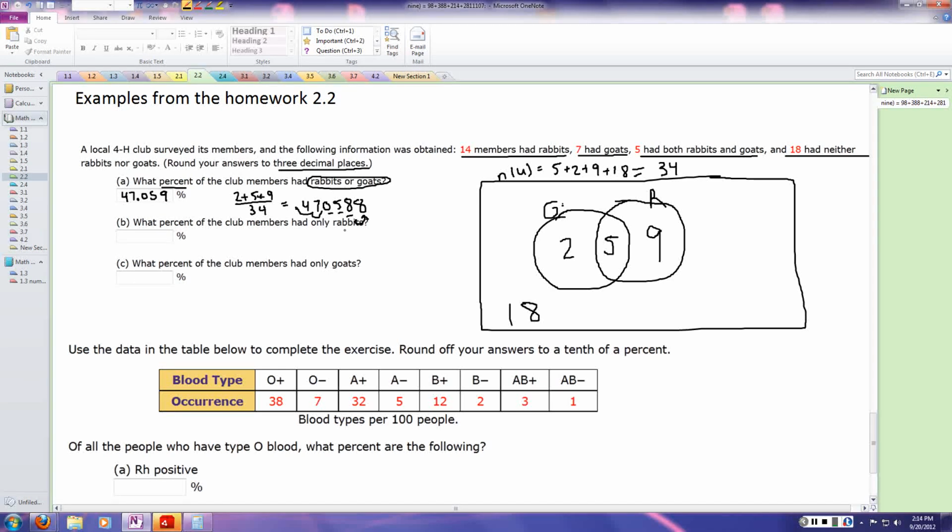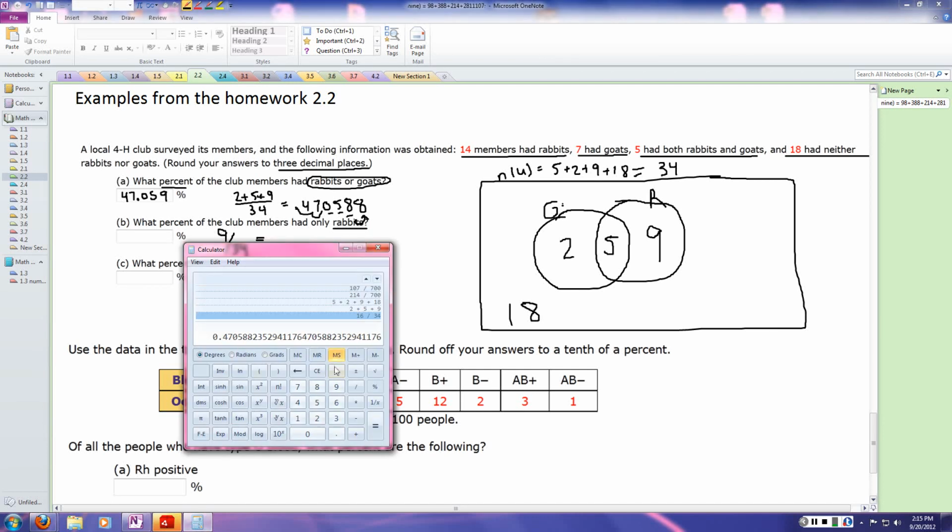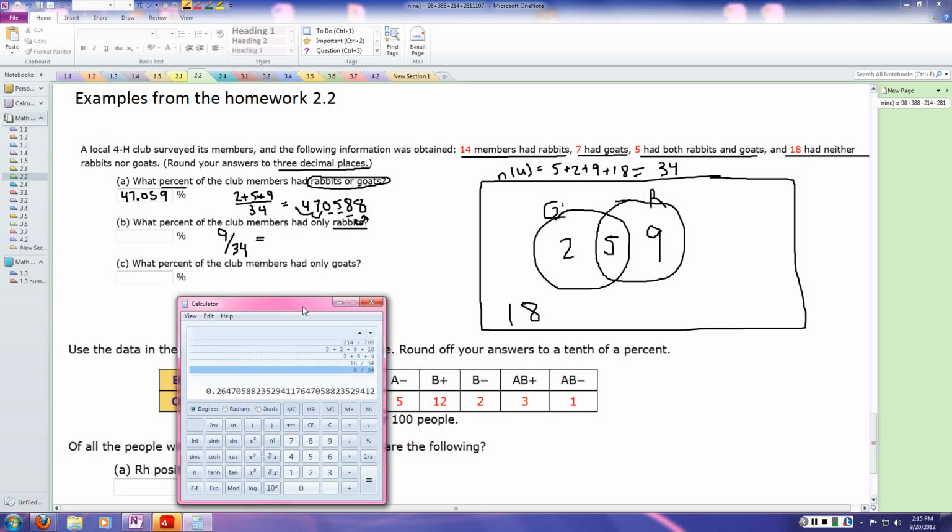So the next example, how many people had just rabbits? Well, that would just be 9. So this would be 9 divided by 34. Plugging that in my calculator, I have 9 divided by 34, and that gives me 2647058.